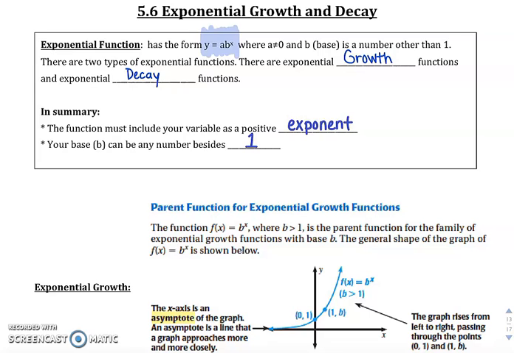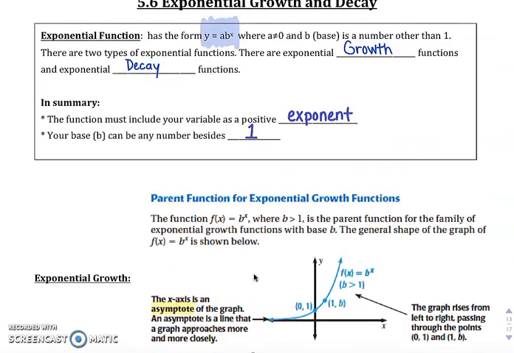So an exponential function, again, has to have the variable x in the exponent. And as long as your a term is not 0 and your base is something other than 1, you'll have an exponential function. So you've got two types. You've got growth functions and you have decay functions. And we're going to look at both of them down below here.